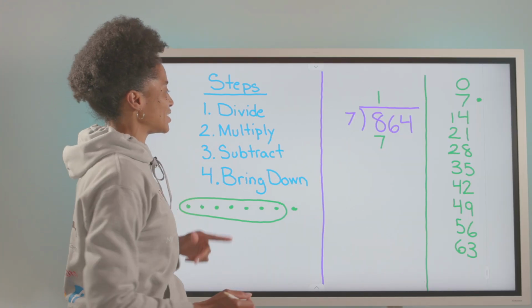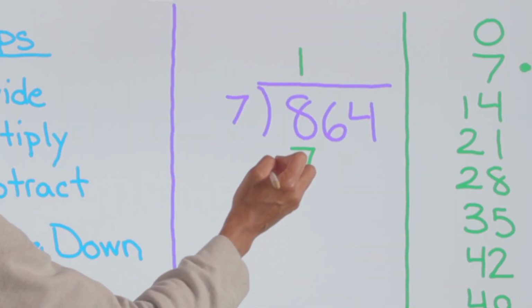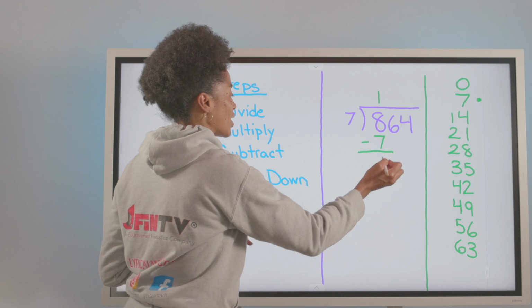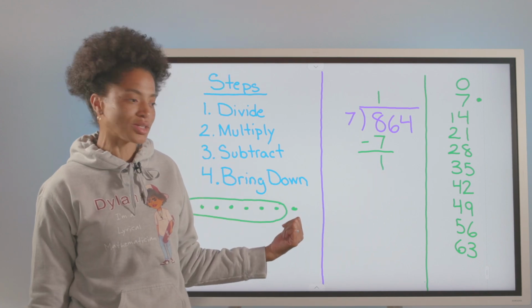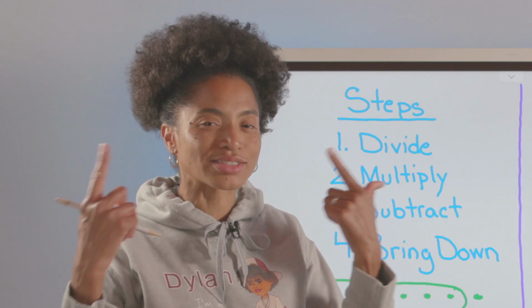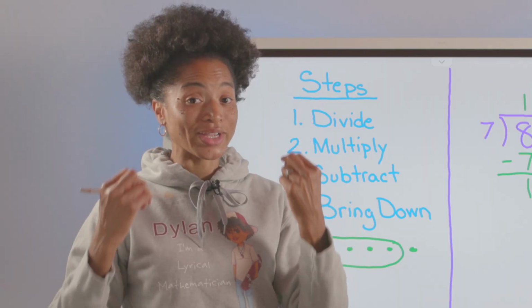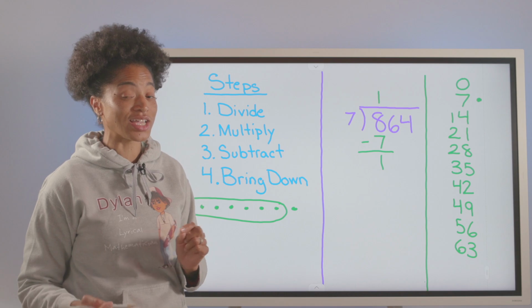Now, step 3, subtract. 8 minus 7 gives us a remainder of 1. Check that out. There's 1 left right there. It's all coming together. Step 4, bring down your next digit in your dividend.